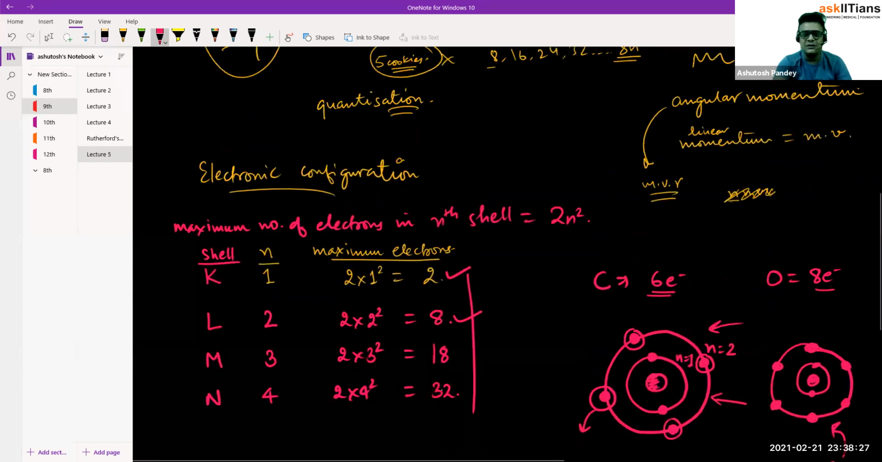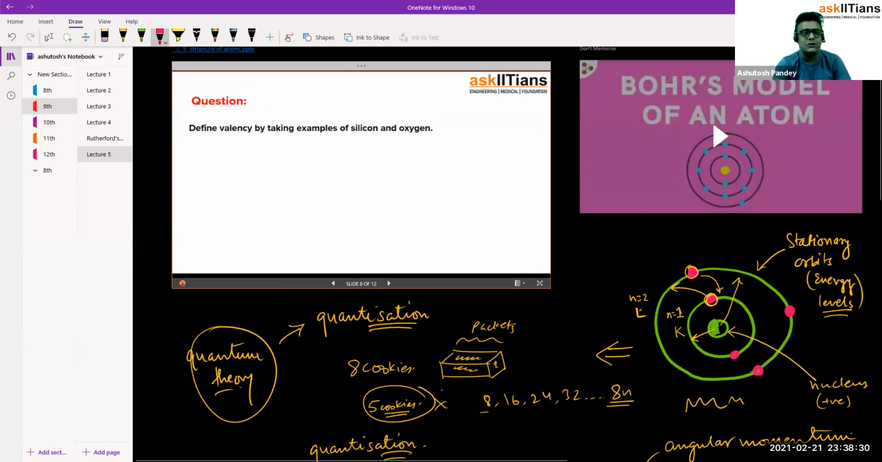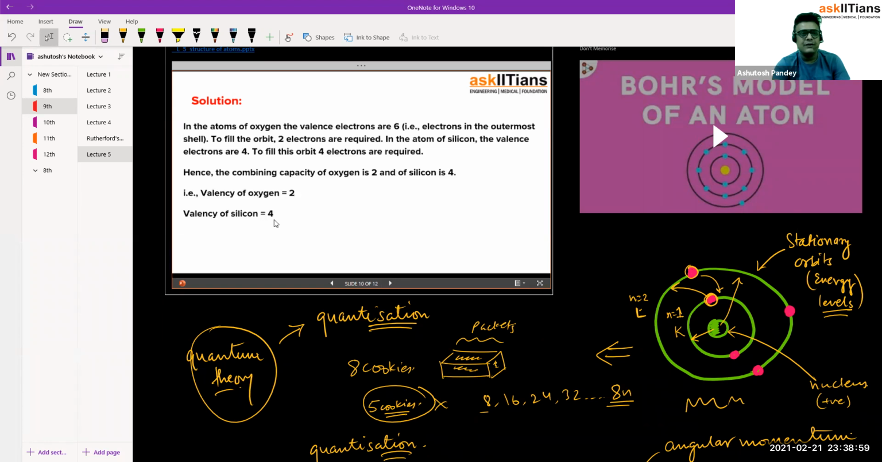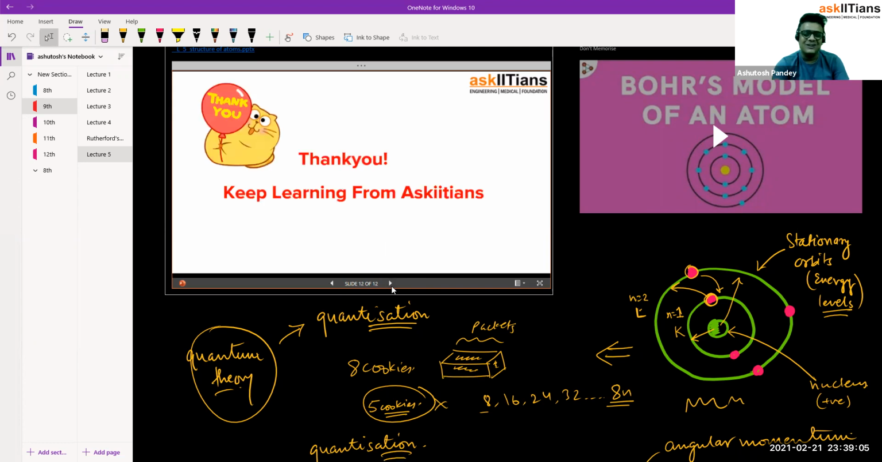Now we can answer the question: define valency by taking examples of silicon and oxygen. The electronic configuration of oxygen is 2, 6, and of silicon is 2, 8, 4. The valency of oxygen is 2, because it can take 2 electrons to have a full octet of 8. The silicon configuration is 2, 8, 4, so it can lose these 4 electrons, so its valency will be 4. The valency of silicon is 4 and of oxygen is 2. I hope that you understood everything I explained in this lecture.